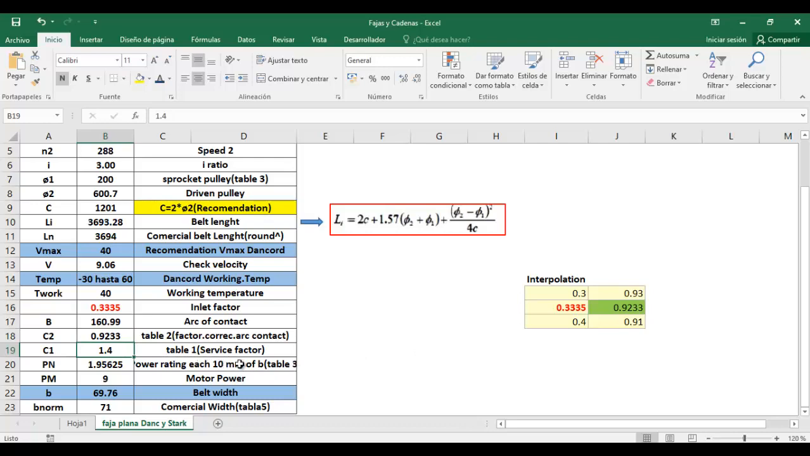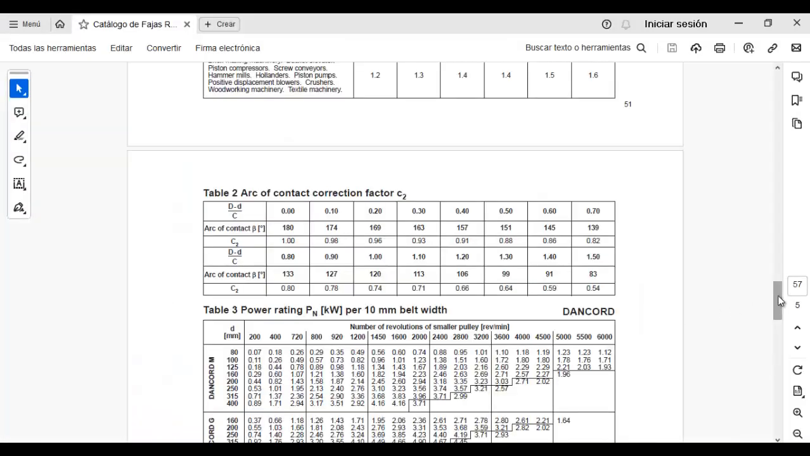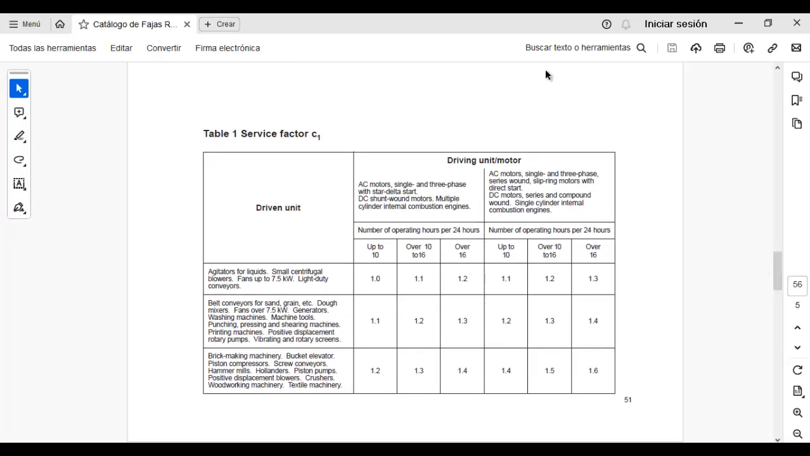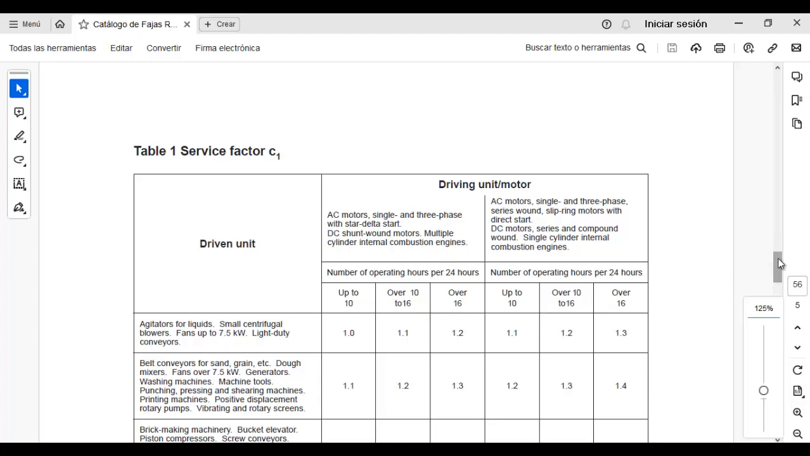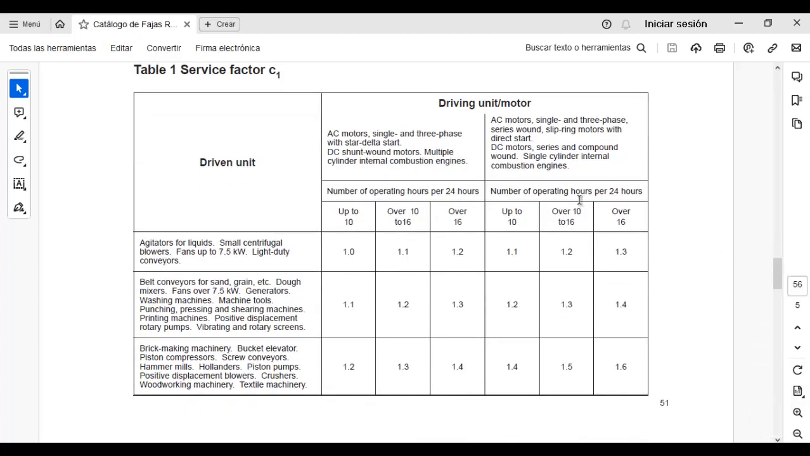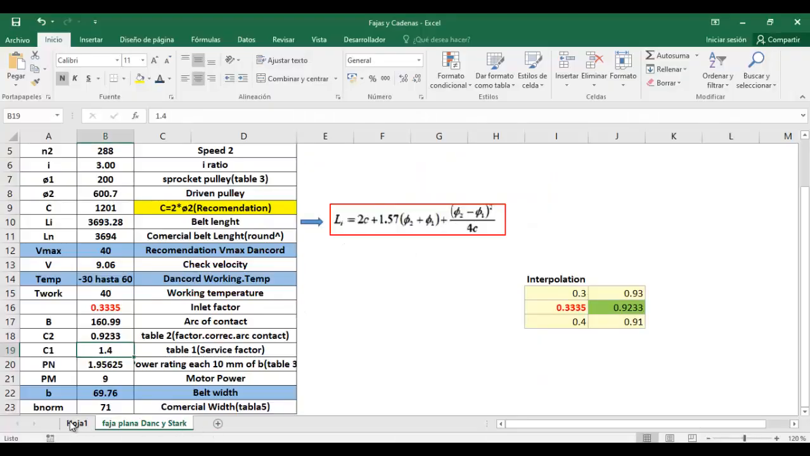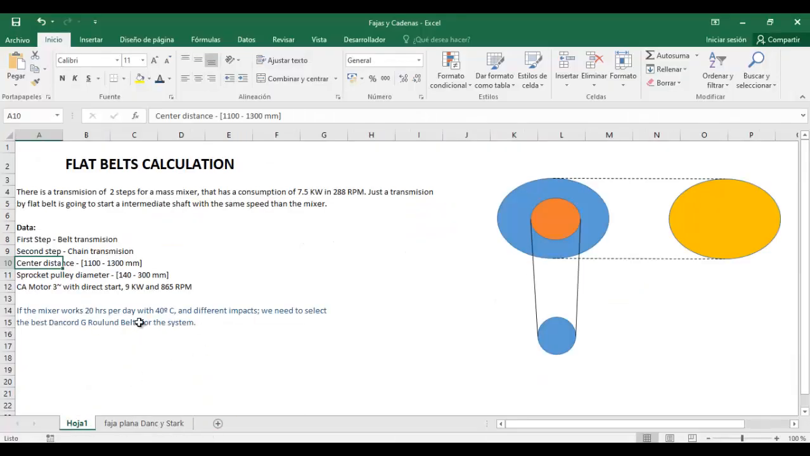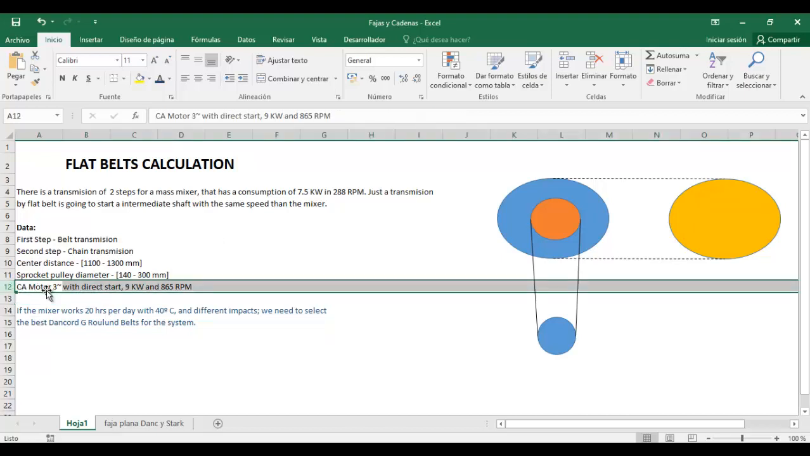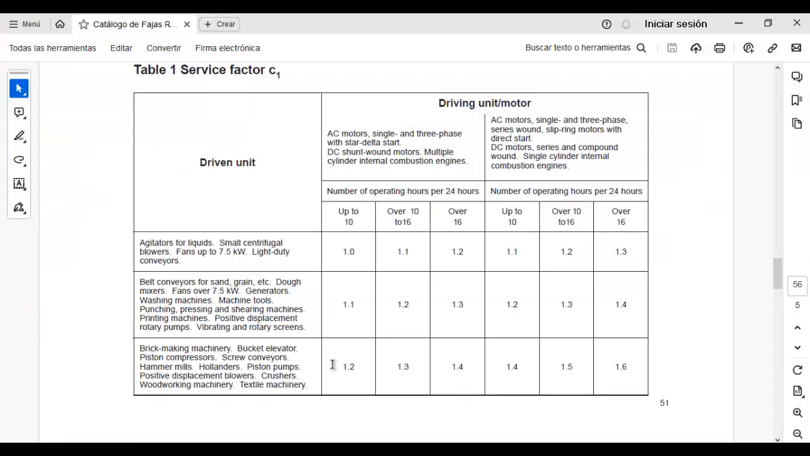And then we are going to put a service factor. It's the first table, and we have to analyze it. Let me put it up. Okay, this is the table. We need information like working hours, as you can see. We have different impacts, and we have another piece of information: direct start, or a motor with three phase.